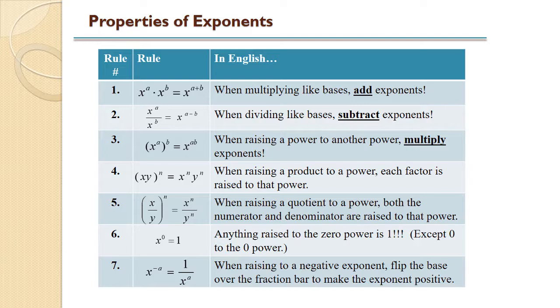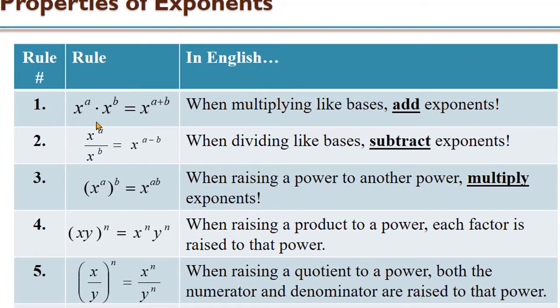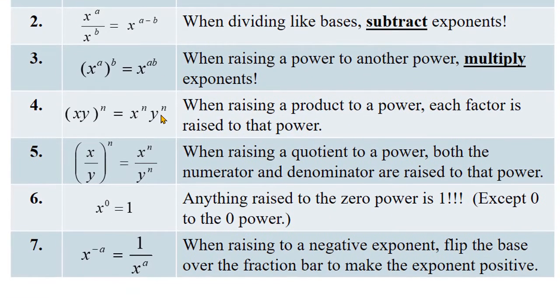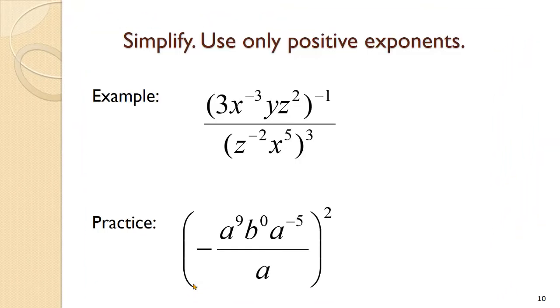numbers in scientific notation. When we multiply like bases, we add the exponents. When we divide like bases, we subtract the exponents. When we have a power to a power, we multiply the exponents. If we have a product raised to a common power, we can apply the power individually to the factors. A fraction raised to a power, both the top and bottom get that power applied. Anything to the 0 power except 0 is 1, and a negative exponent can be rewritten as a reciprocal with a positive exponent. Okay, let's simplify our example here.